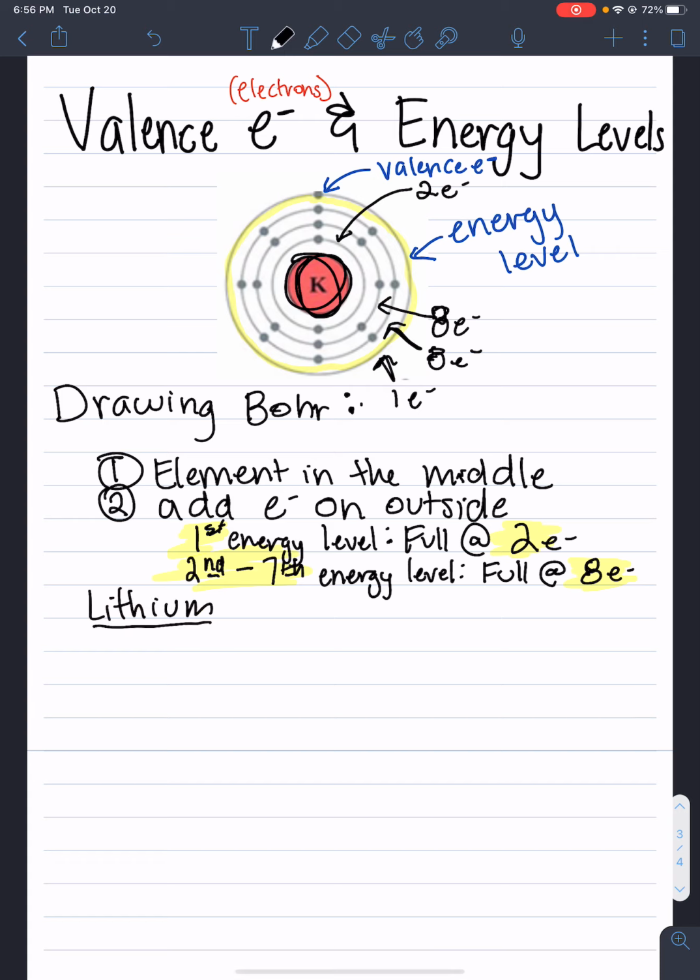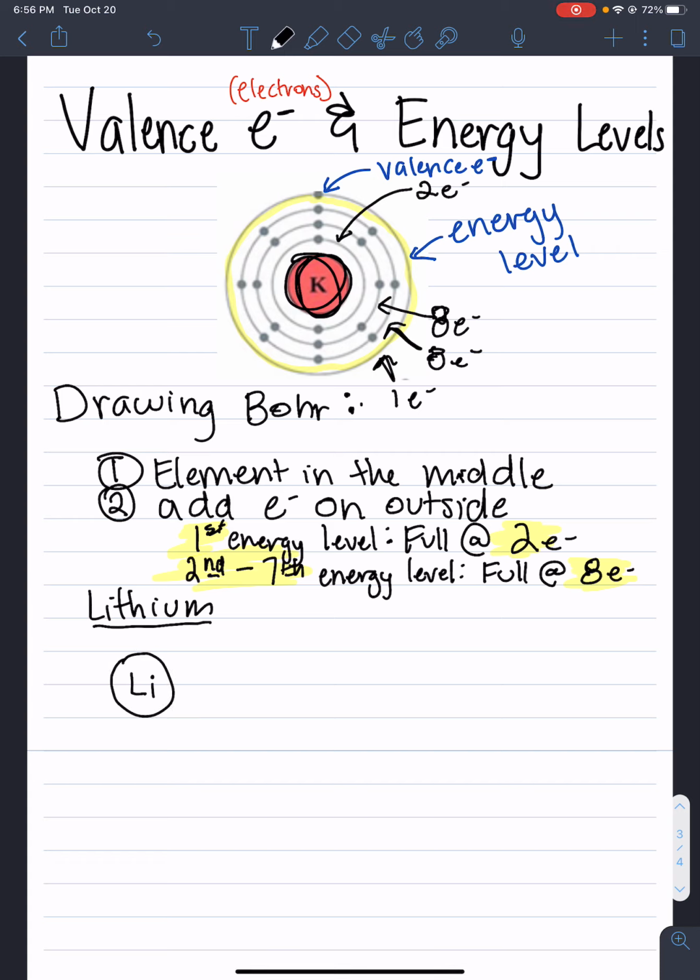So for lithium, we're going to start with our first step. It says element in the middle. So lithium on our periodic table, if you find it in group 1A, it's in period 2. So that's Li. And then we're going to put our energy levels.